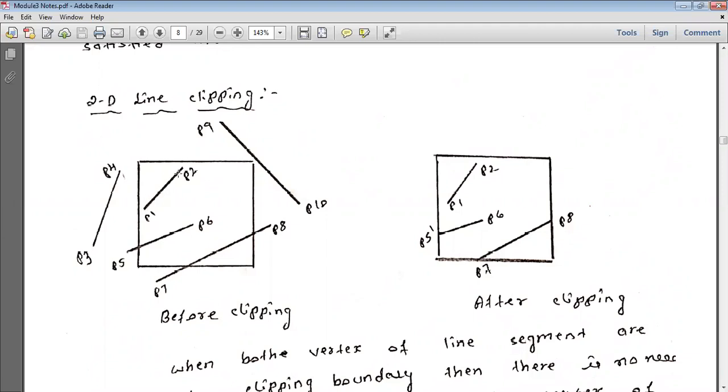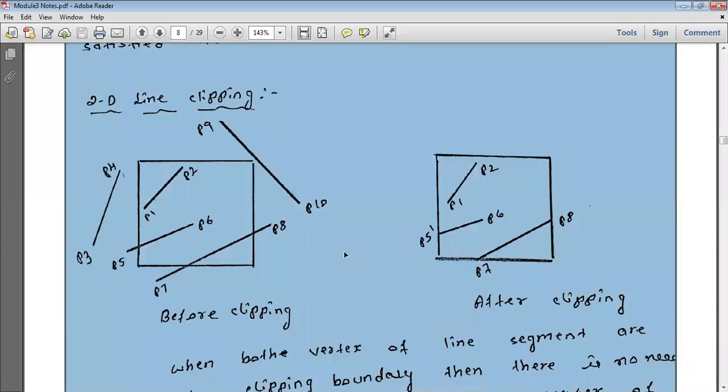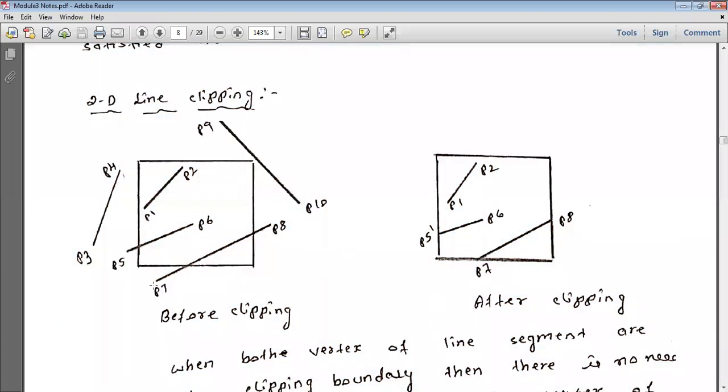When we have both the endpoints within the clipping region, I don't have any problem. I will retain this. If both the endpoints are outside the clipping region, then also I don't have a problem. I will delete that line. The problem occurs when a part of the line is outside the clipping window and a part of the line is inside the clipping window. That is where the problem arises for us.